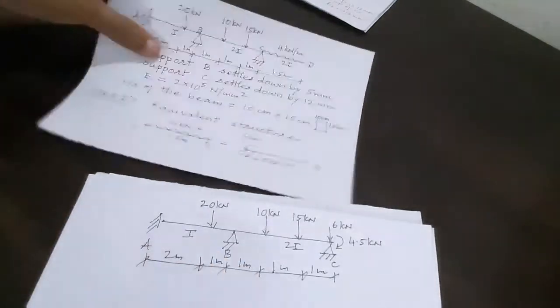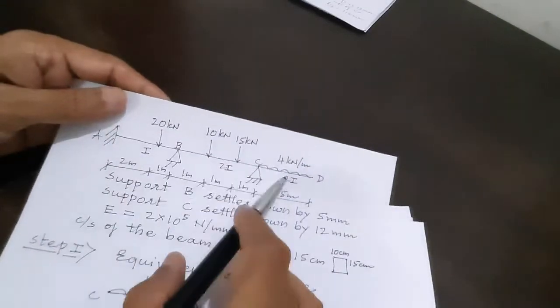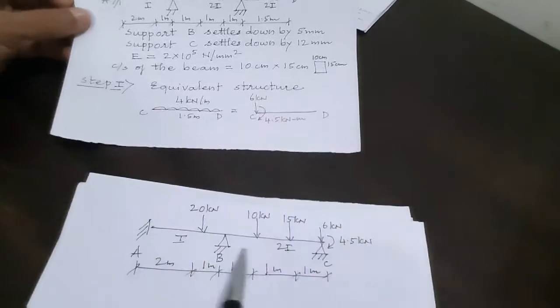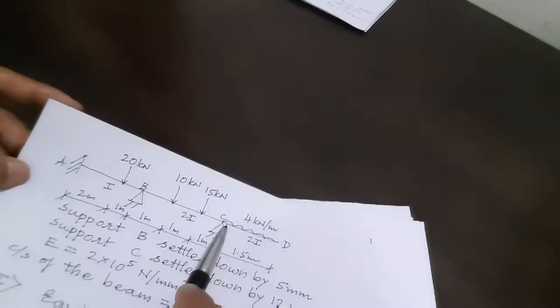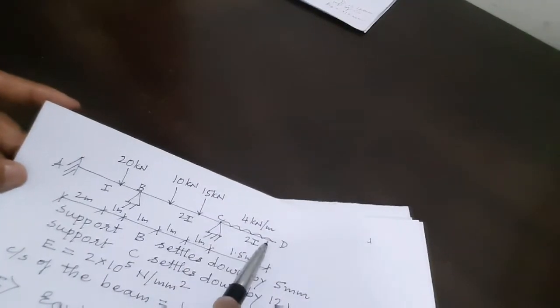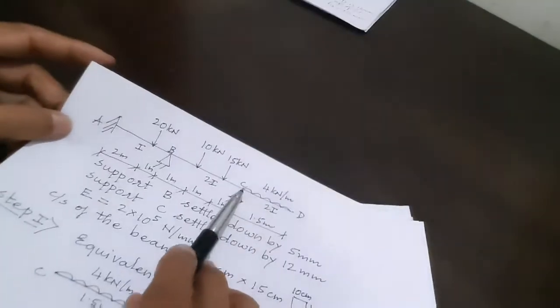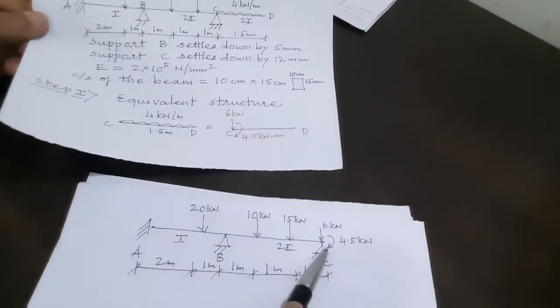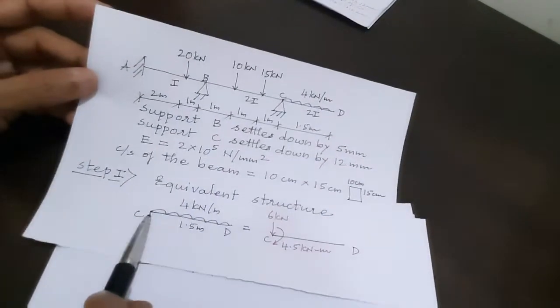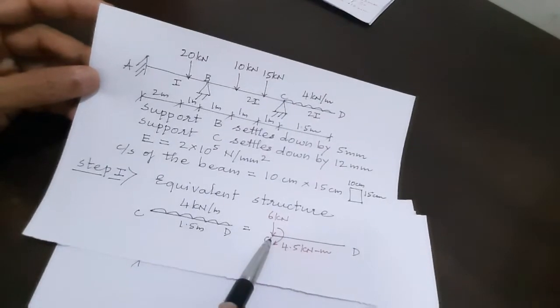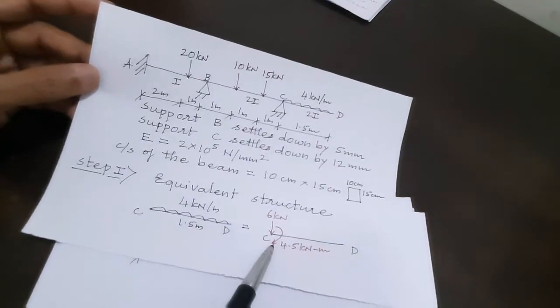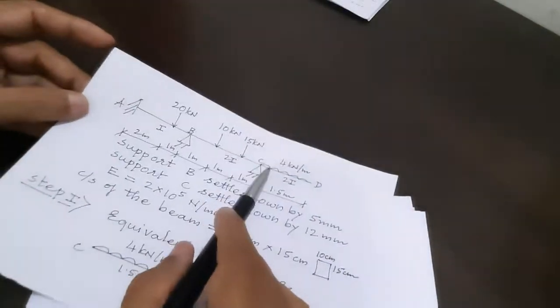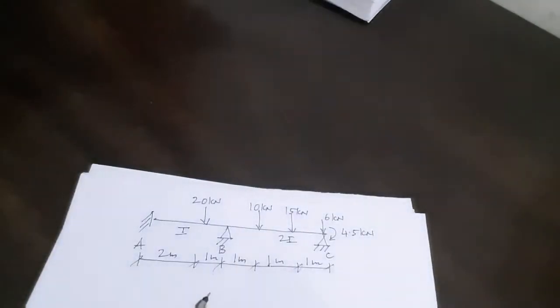My friends, I have converted this given structure into an equivalent structure by neglecting the portion CD. I want to omit CD and convert the effect of CD into one single force and one single moment. So I have converted the portion CD into one single force acting at C and one single moment acting at C. So this is the effect. So these two structures are equivalent. The original structure given and this structure are equivalent.